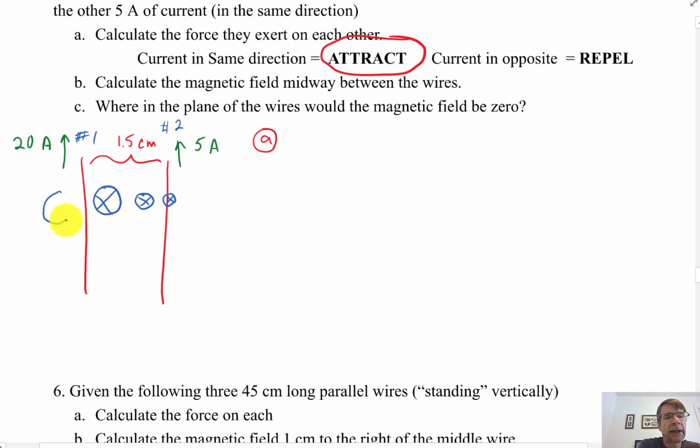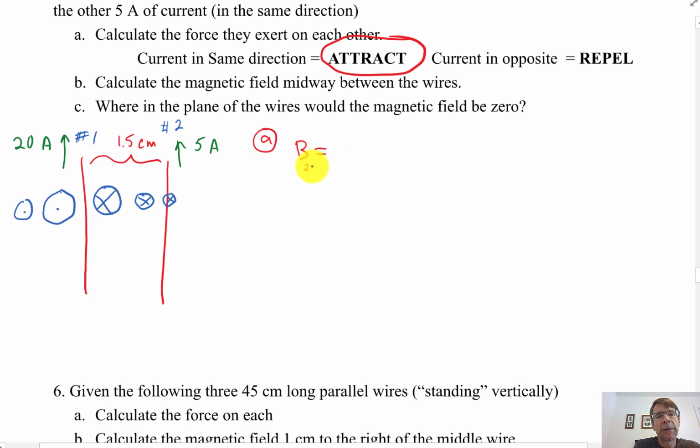And on the left side, I really don't care about that because that goes out here in space. It does not affect wire number 2. So wire number 1 has a magnetic field that then hits wire number 2. So how strong is wire number 1's magnetic field at the location of wire number 2? Well, I can just use this, one of the original equations I gave you, the magnetic field created by a wire.